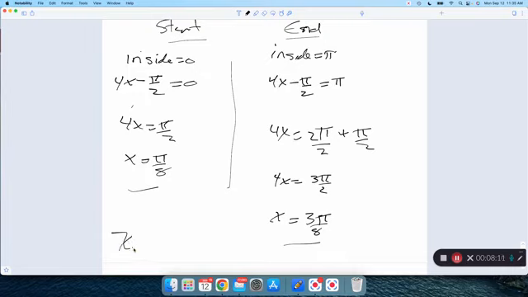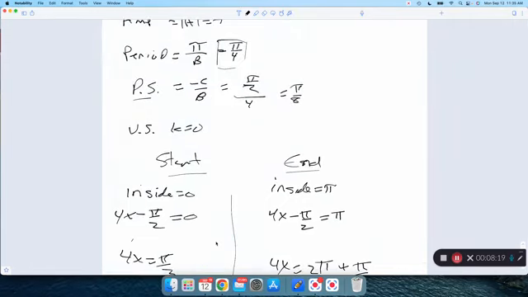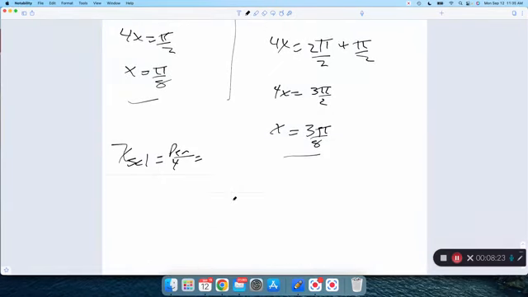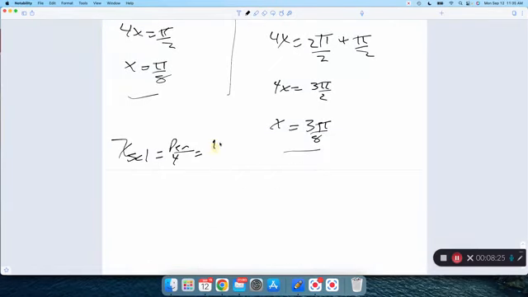And then our scale, period over 4. That's the same for everybody. Our period was pi over 4. Over 4, that's pi over 16. So maybe we should make everybody 16s. That way everybody has the same denominator.